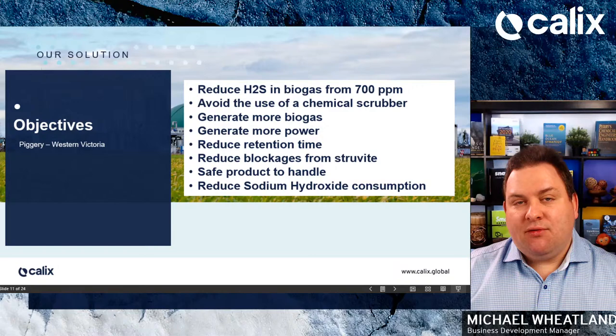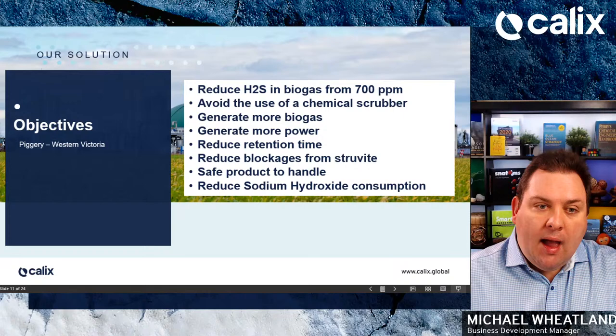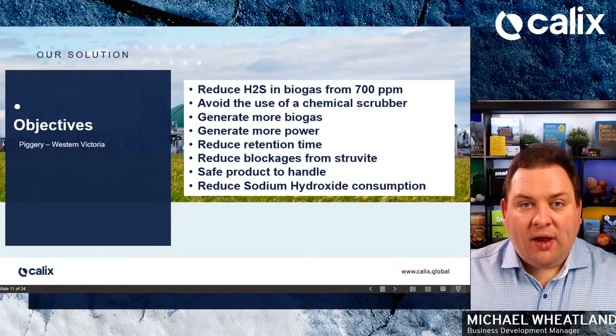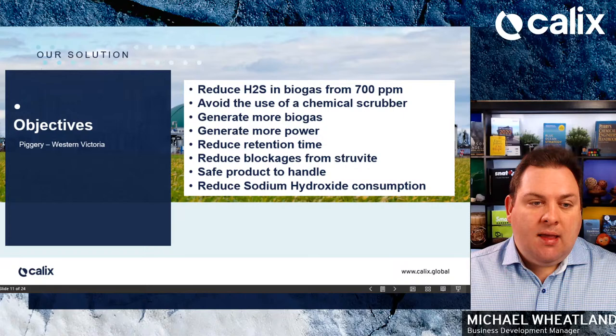So Calix products can capture phosphate, which is a significant benefit of using something like ACTI-Mag. So that way you can capture the phosphate within the sludge, which improves the value of the sludge in terms of a composted waste that you can put as a fertilizer, whether it's on crops or pine plantations and trees and things like that. It improves the value of that sludge waste, the solid waste, and also reduces the sodium hydroxide consumption.